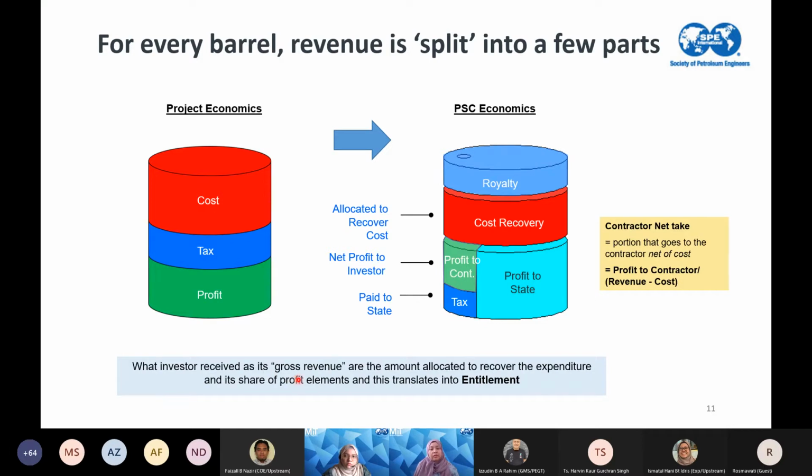So what investors receive as gross revenue is something we call entitlement, and it's essentially your cost recovery plus the contractor profit share, which is inclusive of tax barrels, okay?